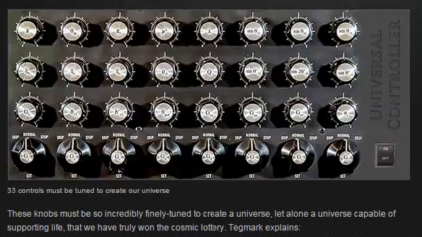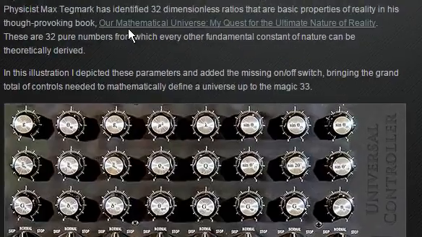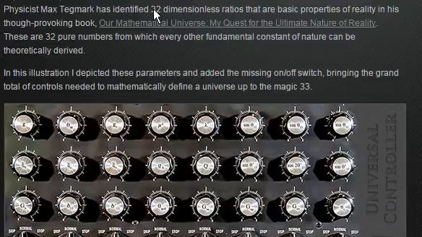Those controls are described in Max Tegmark's book. I personally didn't read that book, but it seems that it contains the 32 dimensionless ratios that are basic properties of reality. Ratio is a mathematical term, something from mathematics. These ratios are 32 pure numbers from which every other fundamental constant of nature can be derived theoretically. Interesting. So we have the 32 pure numbers or ratios, and from them we can derive every other fundamental constant of nature.